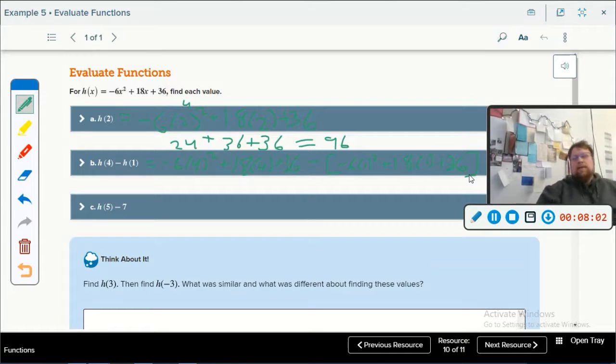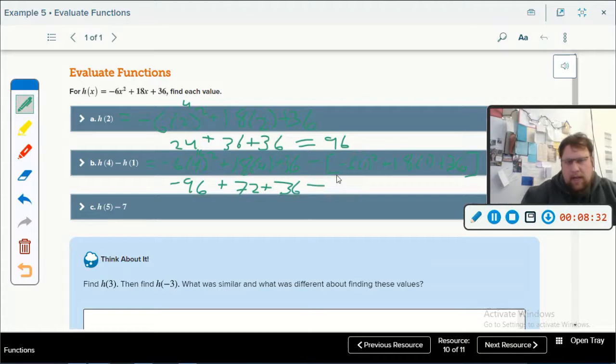Okay, we're coming back. So I'm assuming that was pause. You tried it out. Let's give it a shot. So I'm going to work these out separately. Over here, 4 squared is 16, right? So I'm going to have negative 6 times 16, which is 96, so negative 96. Plus 18 times 4, what's that? 72. Plus 36.